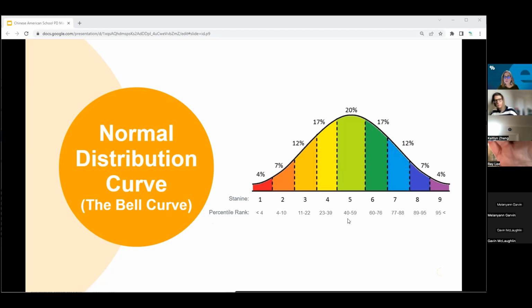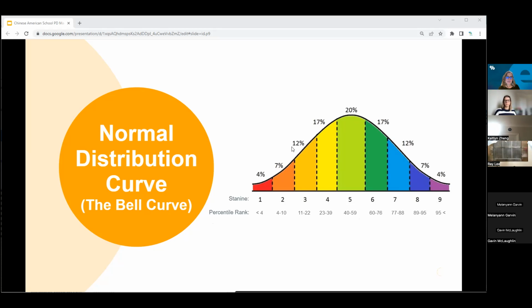Something I do like to point out: for students in those middle stanines, it's a much wider gap to move between a stanine 4 and a stanine 5 than it would be to move between, say, a stanine 1 and a stanine 2, right? There's a smaller distance between the percentiles when we break that up. So something to keep in mind.